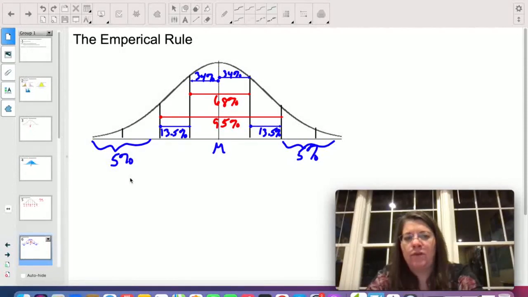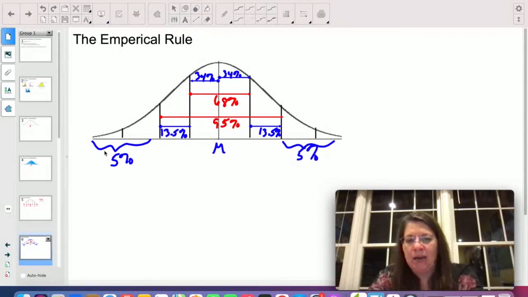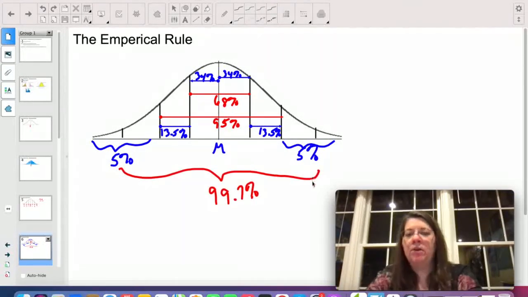Sometimes kids get confused and think I'm writing a 7 there. So we've got 5% of the data here, 5% of the data here. 99.7% of the data is within 3 standard deviations of the mean. So the empirical rule says that 99.7% of the data has to be within 3 standard deviations from the mean.